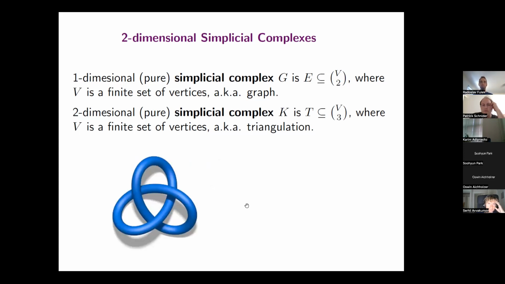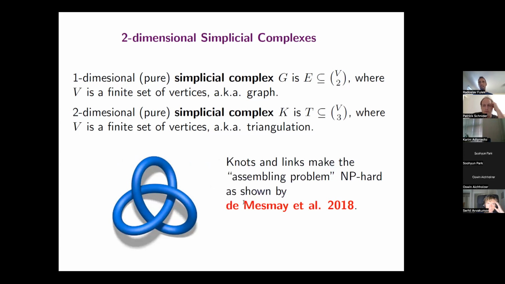Then another problem comes from knots. These knots and links make this assembling problem NP-hard. But what if our simplicial complex is simply connected, that is, every curve inside of it can be contracted into a point? Can we decide efficiently whether we can embed this in 3 dimensions, in, let's say, R3?